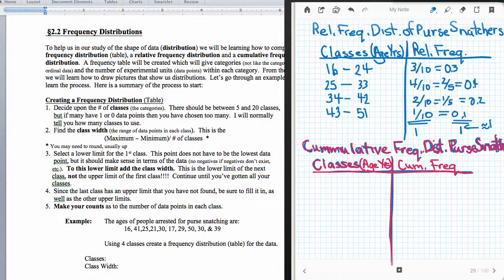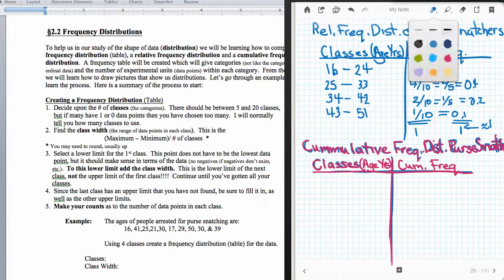So just to check this, 3 plus 4 plus 2 plus 1 is 10/10, 10/10 is 1, and that would be our sum for a relative frequency because of the entire thing, all right? That's what we're looking at. 0.3 plus 0.4 is 0.7 plus 0.2 is 0.9 plus 0.1 is 1, and so there's no approximate here because there's no round off error incurred, and that's a relative frequency distribution.